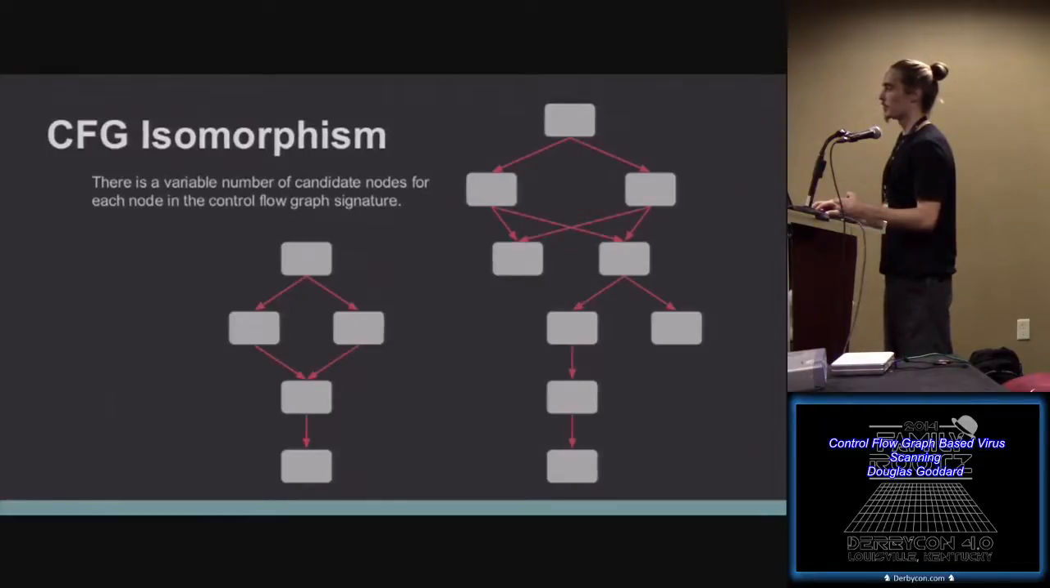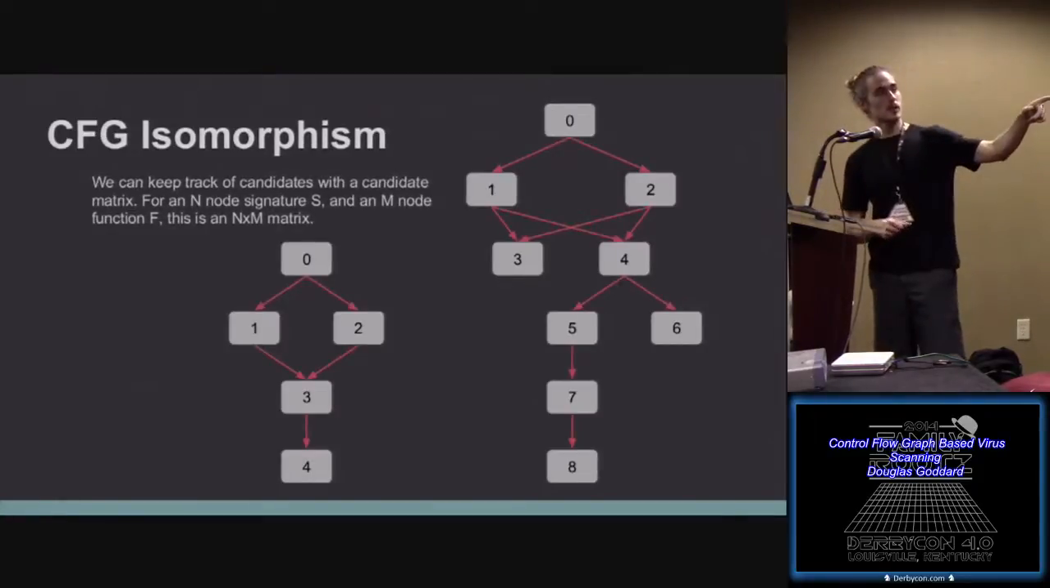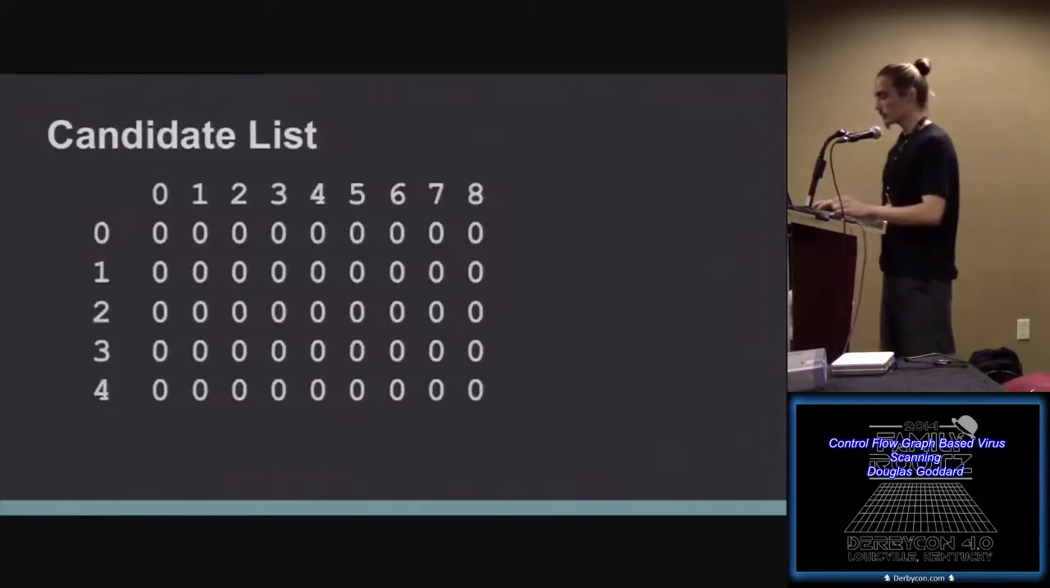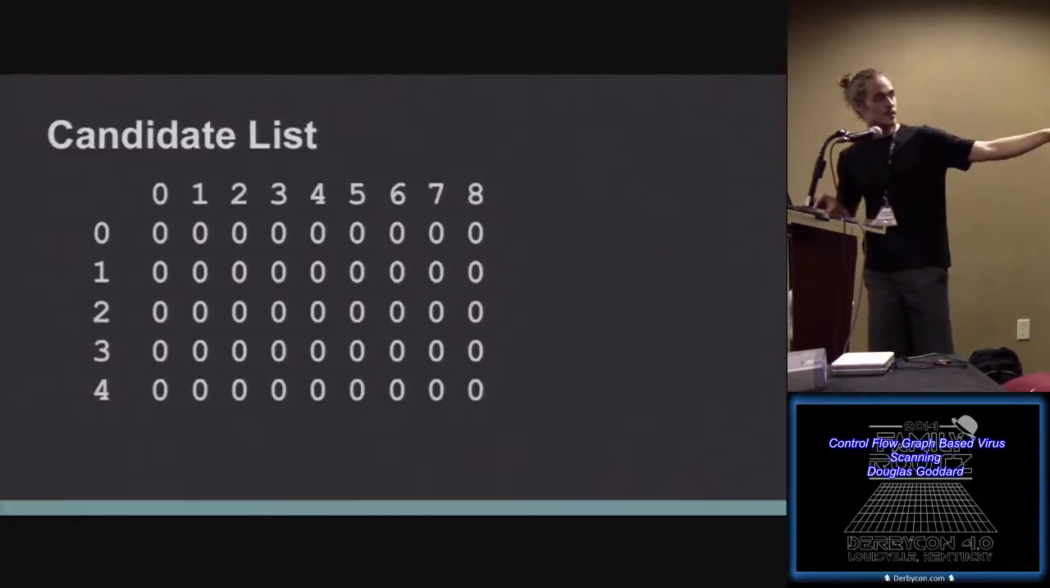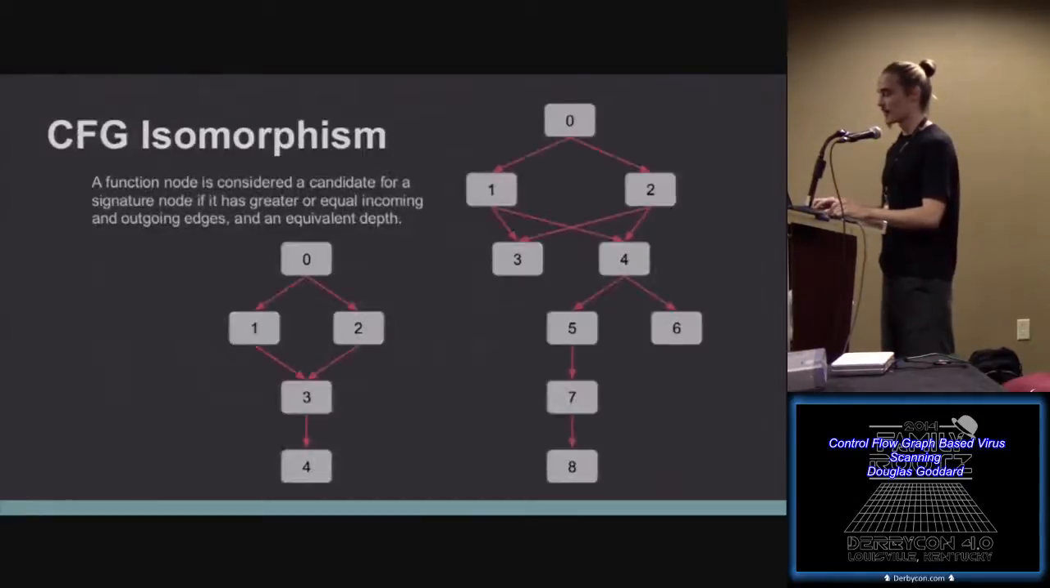So to resolve this and track it, I built something called a candidacy matrix or a candidacy list. And this is an n by m matrix to track which nodes in the function are candidates for which nodes in the signature. So there we have the 5 signature vertices on the side and the 9 function vertices on the top.